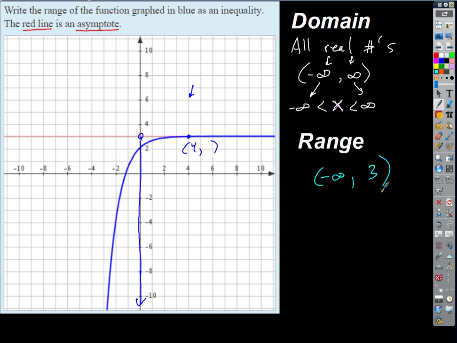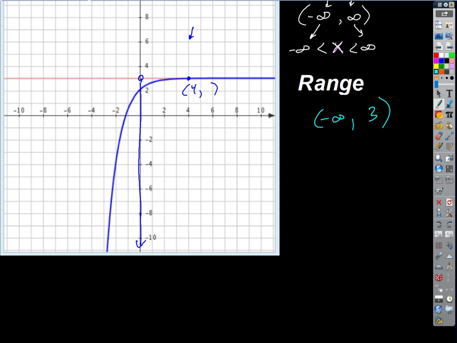Marissa, how do I write that using an inequality then? Well, that's the negative infinity. Okay, so y is greater than negative infinity, yeah, okay? And less than 3. Okay, good.